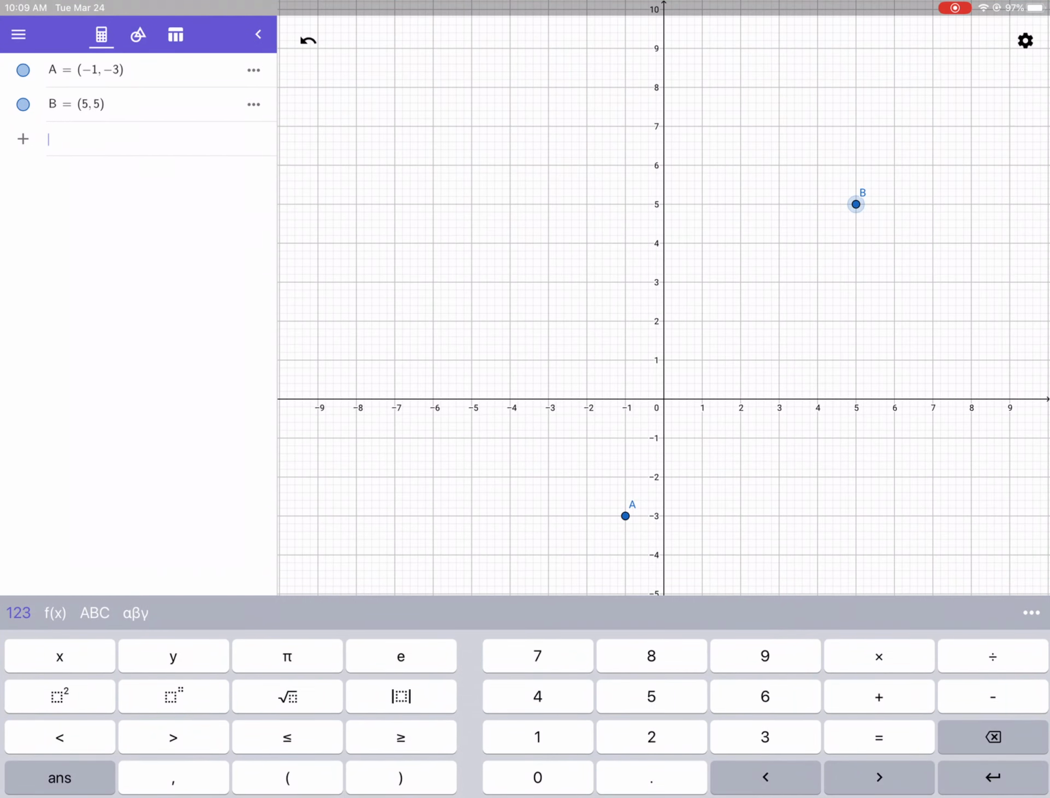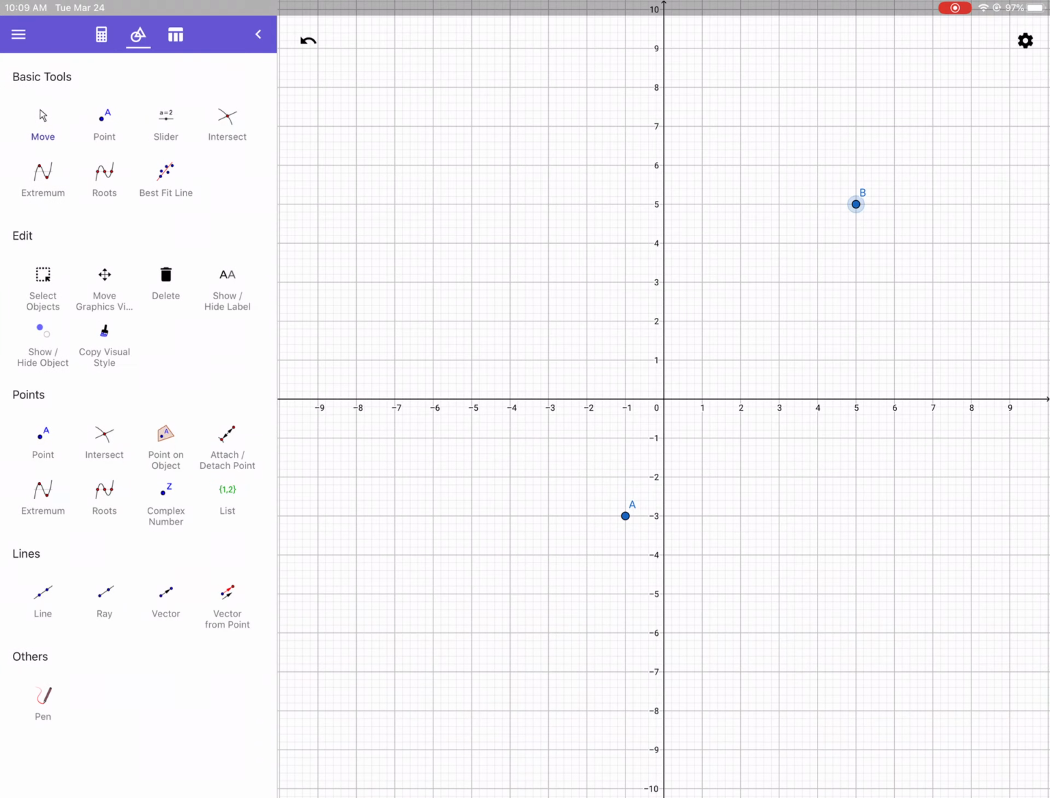Okay. Now, you used to be able to connect these points in GeoGebra. The only way at this point that would probably be easiest is to click on vector under lines. You click on vector and then you just touch the 2 points. It gives you an arrow, but you can see it a little more like a segment.